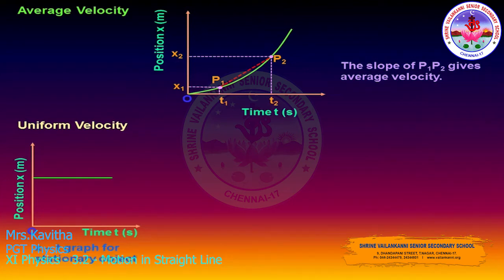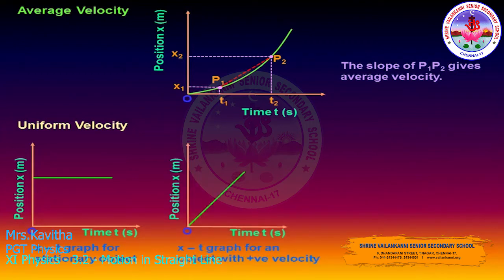The first one gives a stationary object. The next graph shows an object which has positive velocity, right? It covers equal distance in equal time periods, that is, the displacement in equal time periods is equal. The next position-time graph indicates an object with negative velocity.